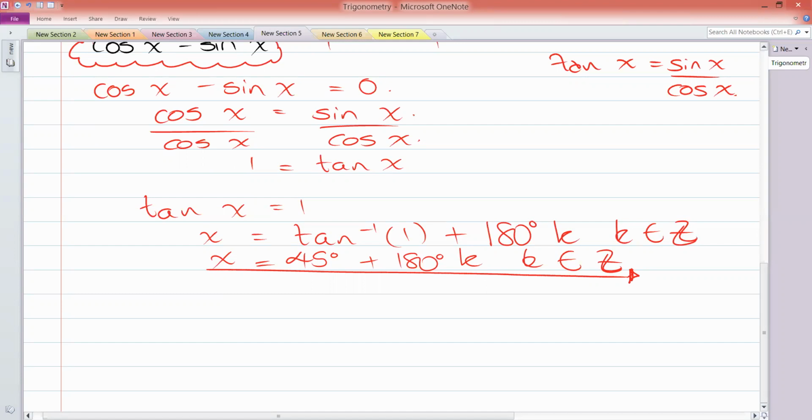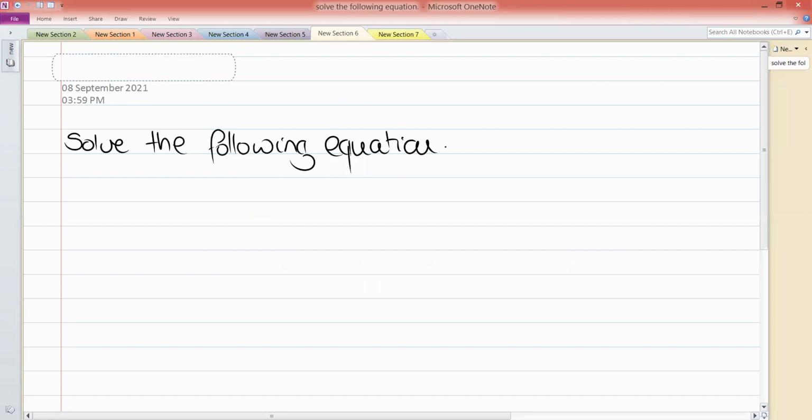Just to wrap up, whenever they ask you for which values of x the identity is undefined, you look at the denominator on both sides of the equation, on the left-hand side and the right-hand side, make them equal to 0 and get the general solution. All right. Okay, solve the following equations.